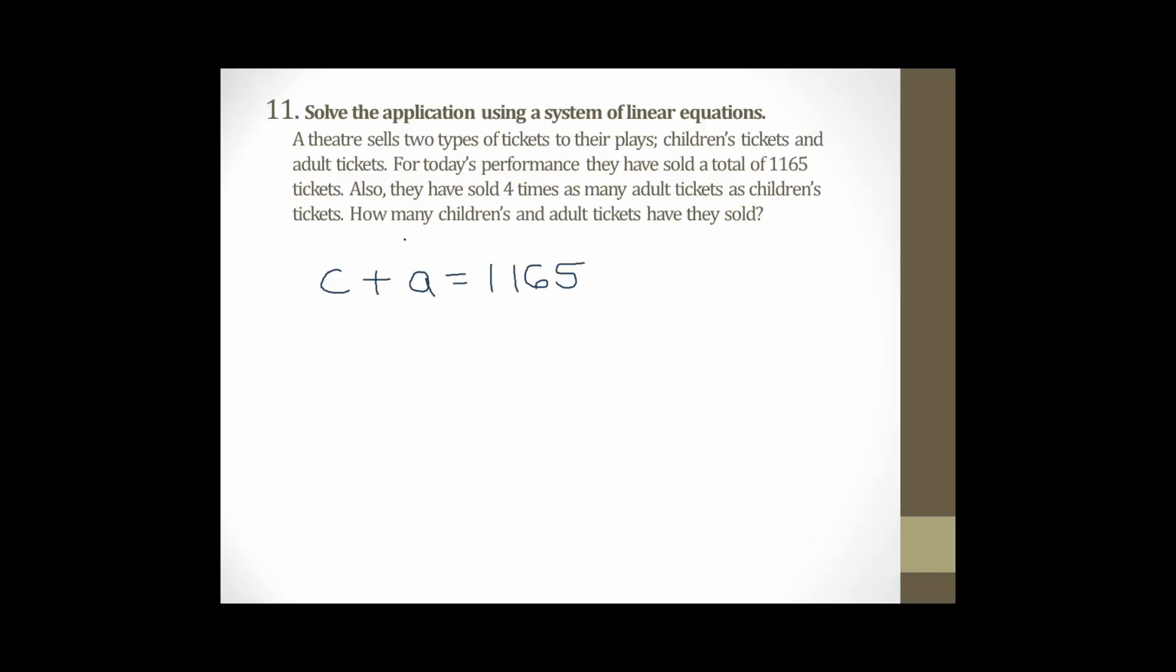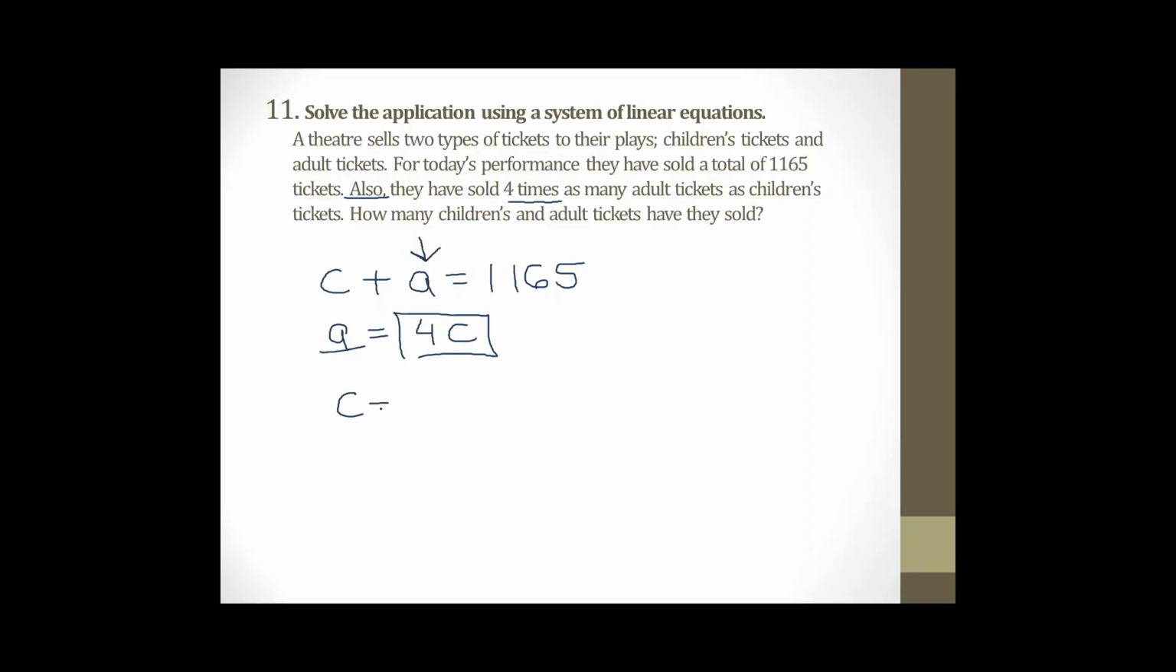Now the second equation I would get from this sentence. They have sold 4 times as many adult tickets as children's tickets. So the adult tickets is 4 times the children's tickets. That's my second equation. So now I have a system, and I can use either the elimination method or the substitution method to solve for A and C. In this case, I'm choosing substitution because the system is already solved for A, so I can substitute that in for A into the first equation.